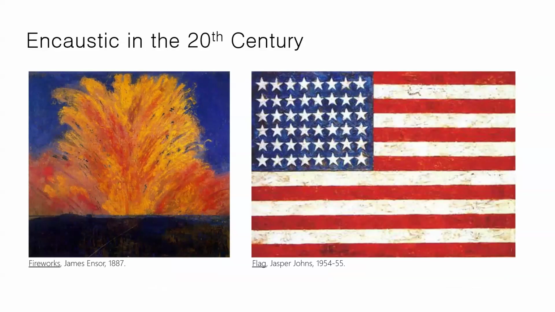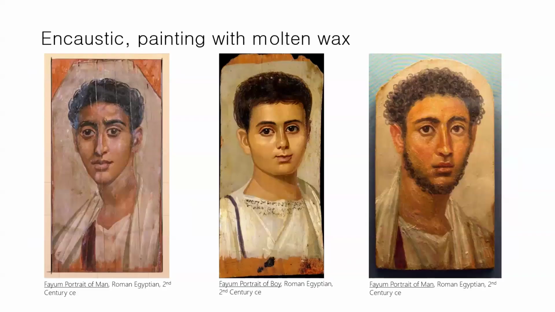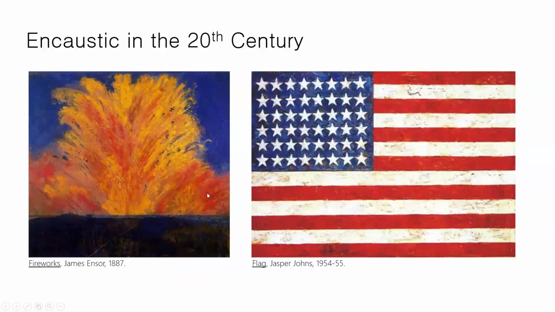And then here are some examples of 20th century encaustic. This flag painting by Jasper Johns, you can see what he's doing. He's really emphasizing the physical nature of the encaustic, how it gets really built up and very thick and sticky, a kind of chunky surface.